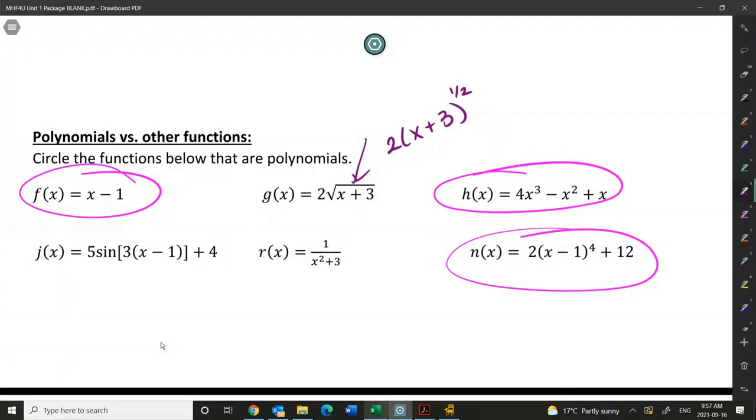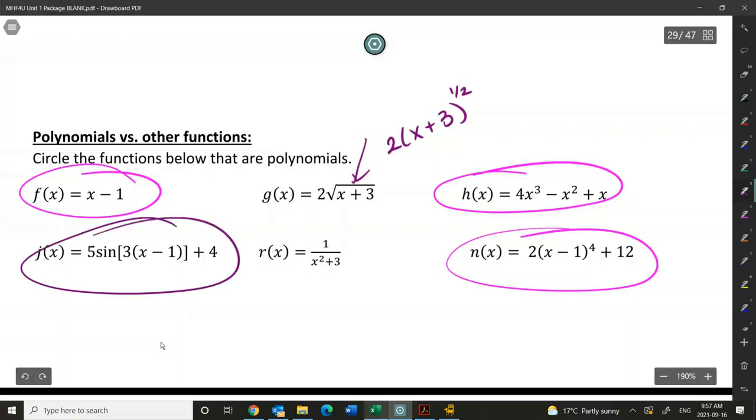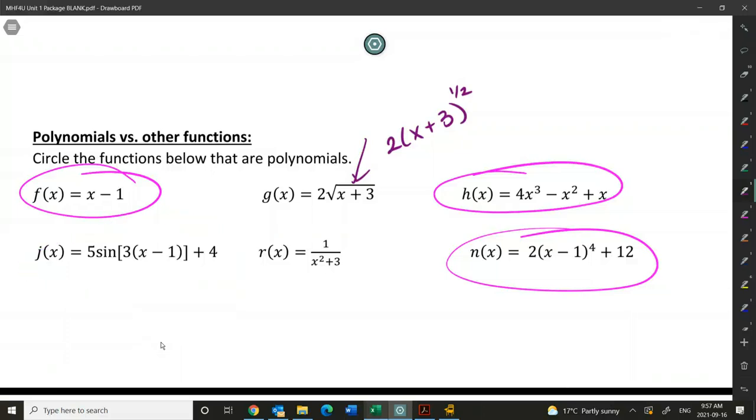What is j at x? What type of function is that? Trig function, or we call these sinusoidal functions, right? Sine and cosine. So if we see sine or cosine or anything like that, not a polynomial function. Okay, so standard form or factored form or even this transformation form, we might see all of those things in polynomial equations. Okay, any questions?